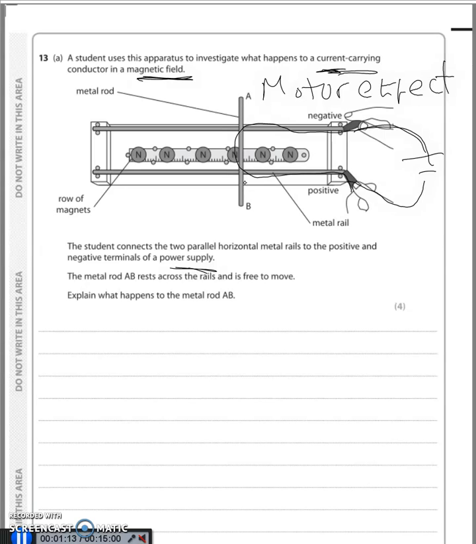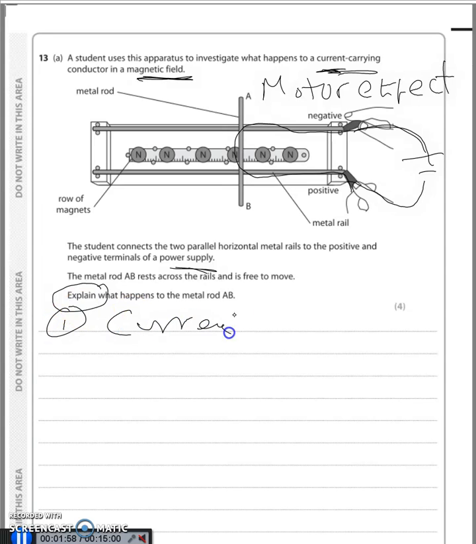Now, if anything to do with the motor effect, you can figure out the direction of the force from Fleming's left-hand rule. Now, for this question, it's 4 marks, and it wants you to explain what happens to metal rod. Now, if you look at the mark scheme, you actually get a mark just for saying that A and B is going to move, for realizing that it's the motor effect. You don't have to get the direction correct. You do have to get that it's either left or right, but you can kind of figure that out, and I'll explain how. So the first mark is for realizing that there is a current that is flowing through rod AB.